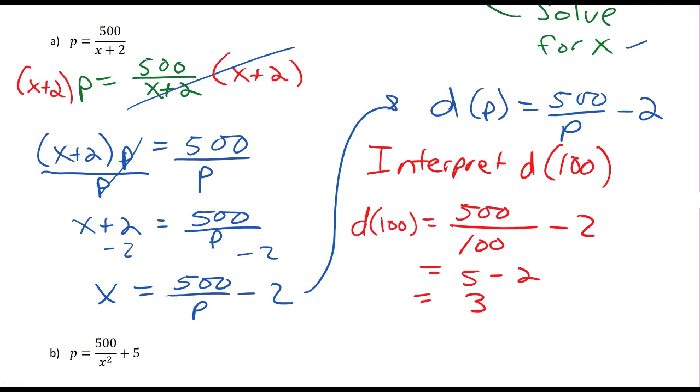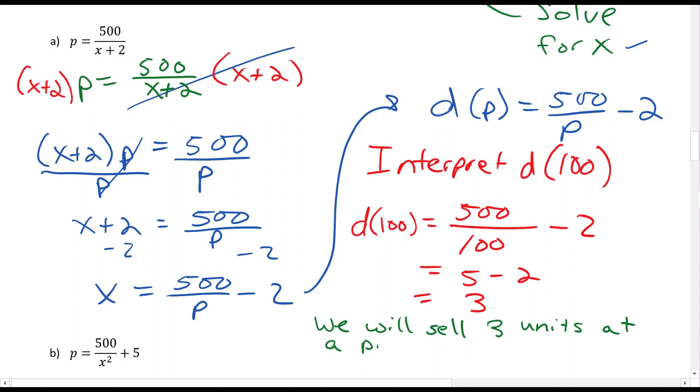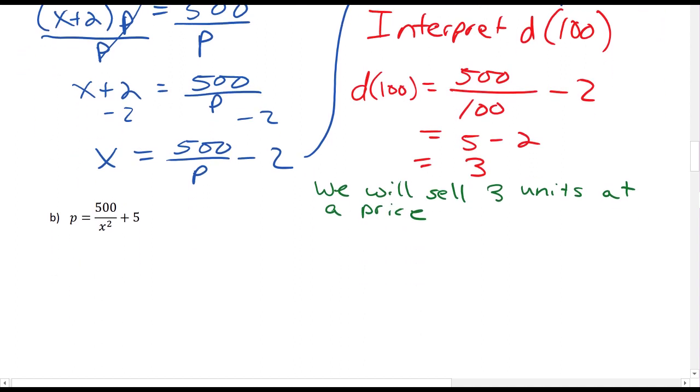So what does this mean? When you say D of 100 is 3, that means that for this particular product, just for this product, we will sell 3 units at a price of $100. Remember, we plugged in 100 for P. That's what that D of P function is telling you. Demand means how many are you going to sell.